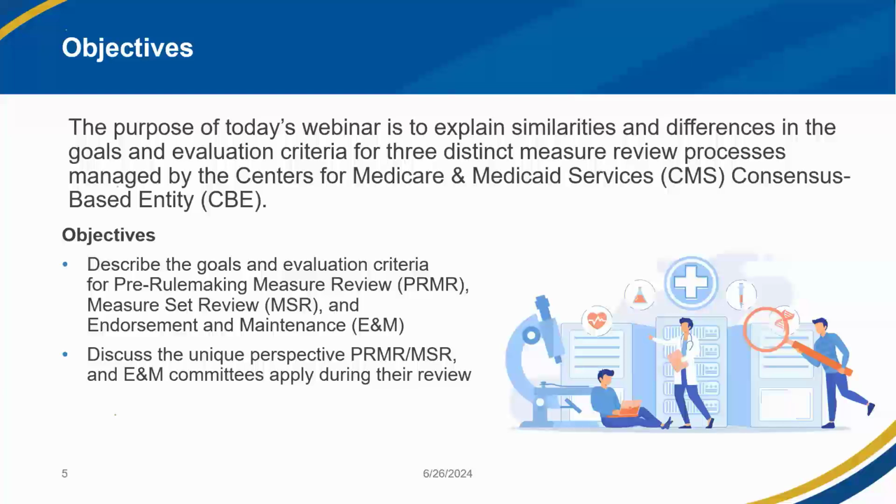All right, so the purpose of today's webinar is to explain similarities and differences in the goals and evaluation criteria for three distinct measure review processes managed by the Centers for Medicare and Medicaid Services, CBE. So we're going to describe the goals and evaluation criteria for pre-rulemaking measure review, measure set review, and endorsement and maintenance. And then we'll discuss the unique perspectives of primer, MSR, and E&M committees and what they apply during their review.